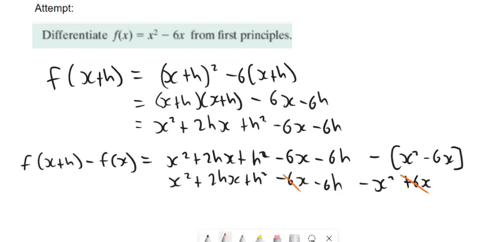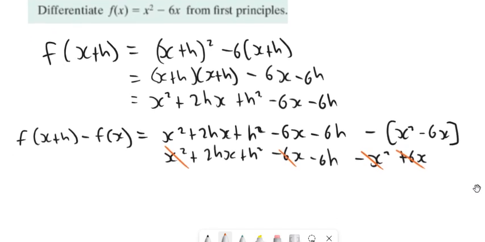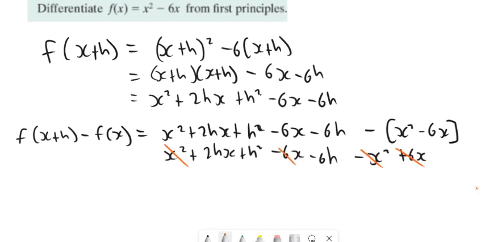And then the x squared and the minus x squared will cancel out as well, so it gets a little bit simpler. So you'll always find with these that they look like they're getting really big and awkward, but then they actually simplify down. So we have 2hx plus h squared minus 6h. Is that it? Yep, everything else is gone.